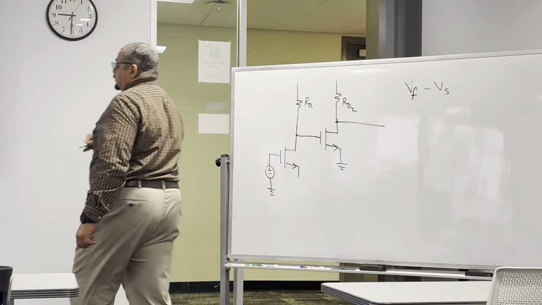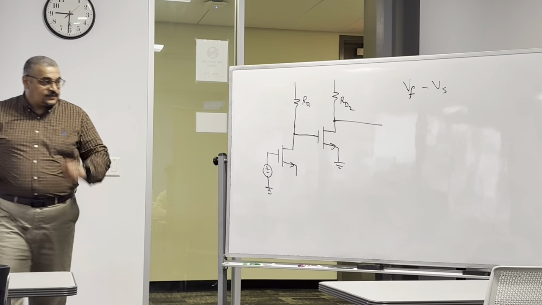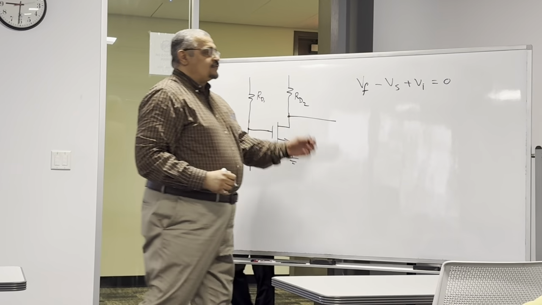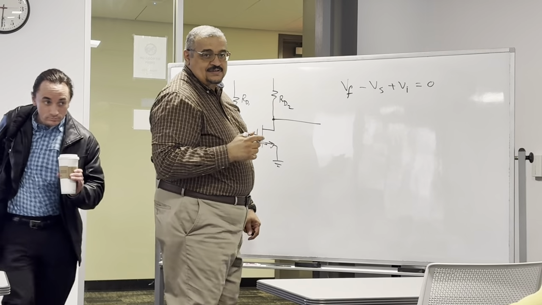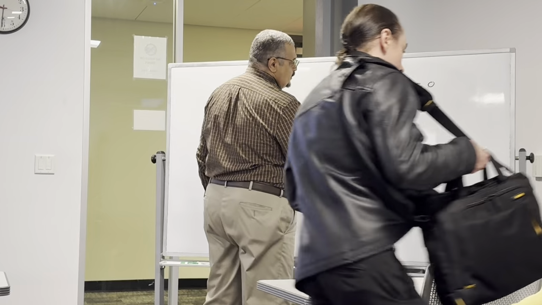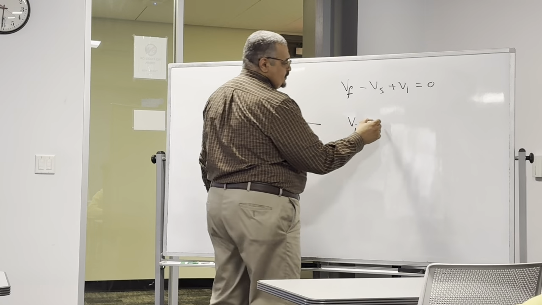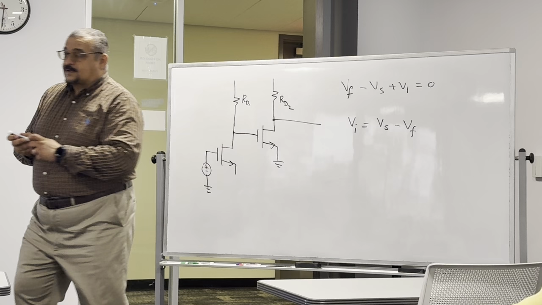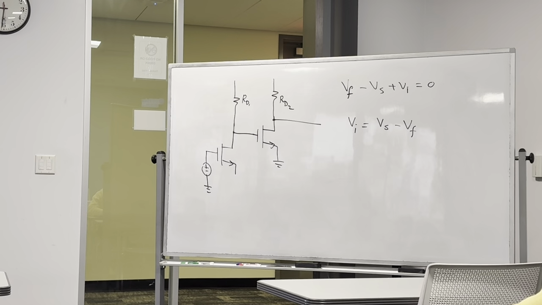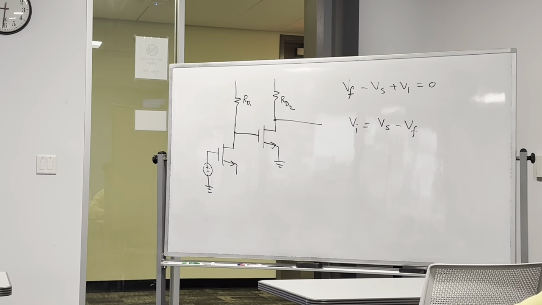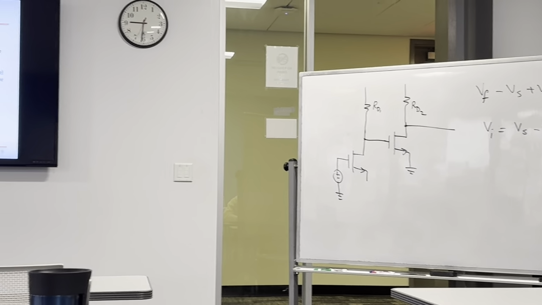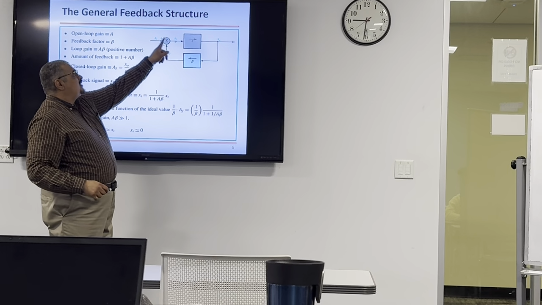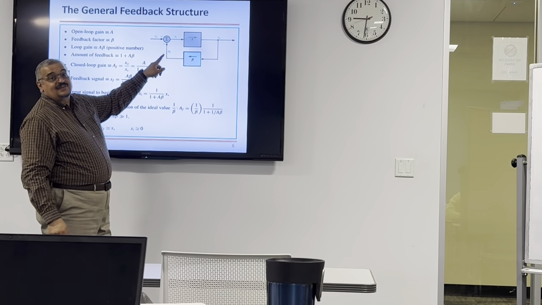Okay, then plus Vi equals zero. Can we rearrange this to bring Vi on one side and everything else on the other side? Sure. So Vi equals negative Vs minus Vf. So this is exactly this one: Vi equals Vs minus Vf.